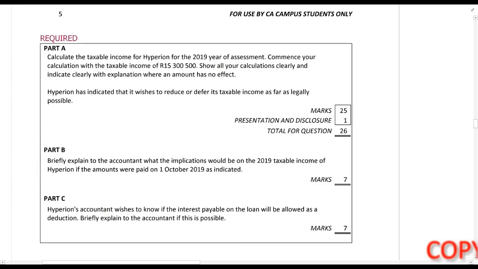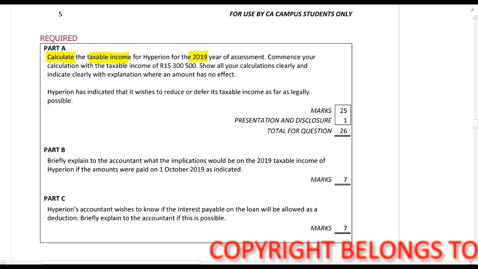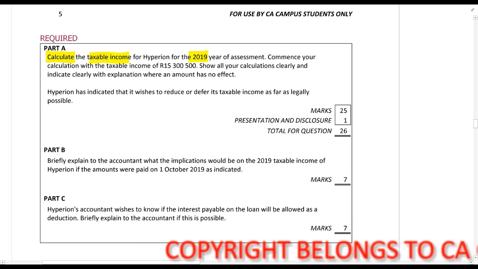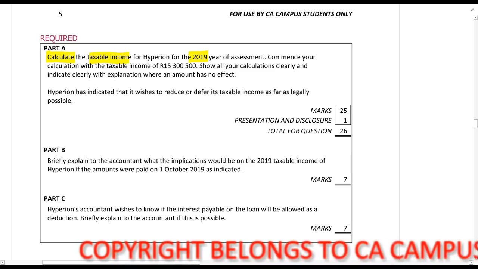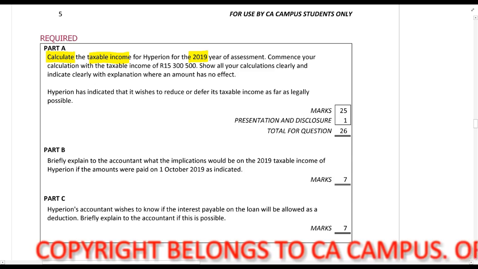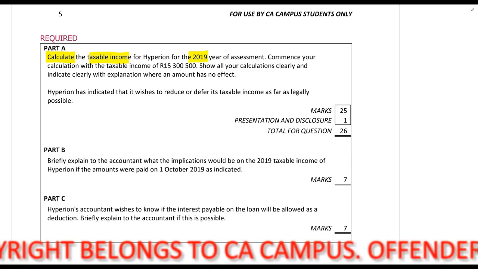Let's look at the required. Part A, calculate the taxable income for Hyperion for the 2019 year of assessment. Commence your calculation with the taxable income of 15,300,500. Show all your calculations clearly and indicate clearly with explanation where an amount has no effect.